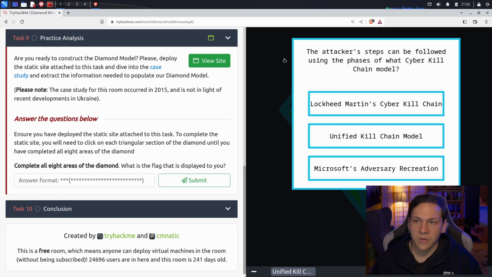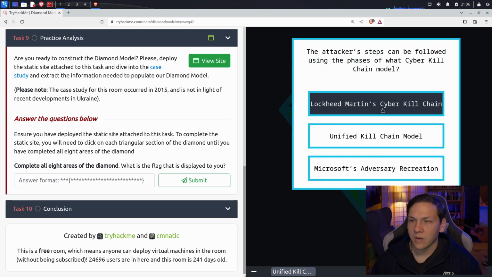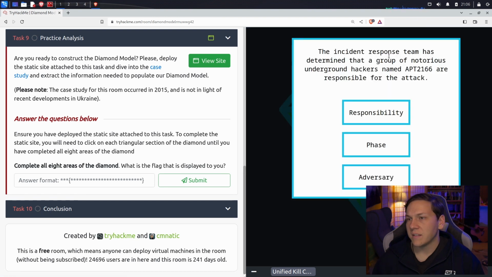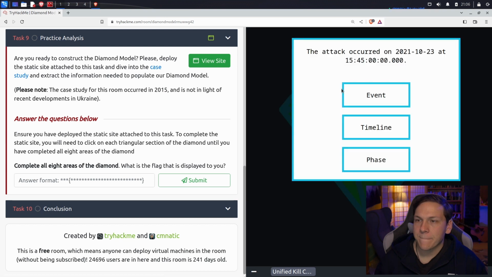The attacker's steps can be followed using the phases of what cyber kill chain model? The Lockheed Martin. The incident response team has determined that a group of notorious underground hackers named APT-2166 are responsible for the attack. That's the adversary. The attack occurred on the 23rd of the 10th, 2021, at 3:45 in the afternoon. That would be the timeline.